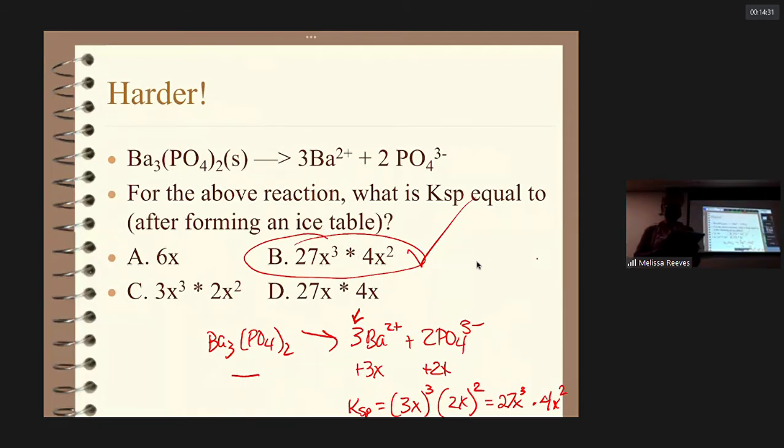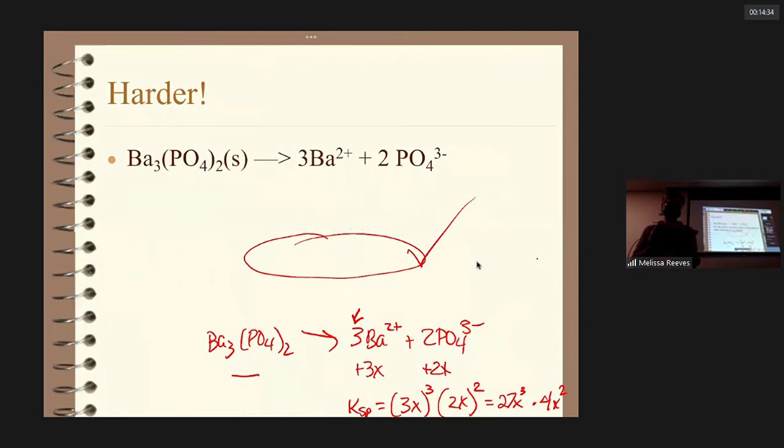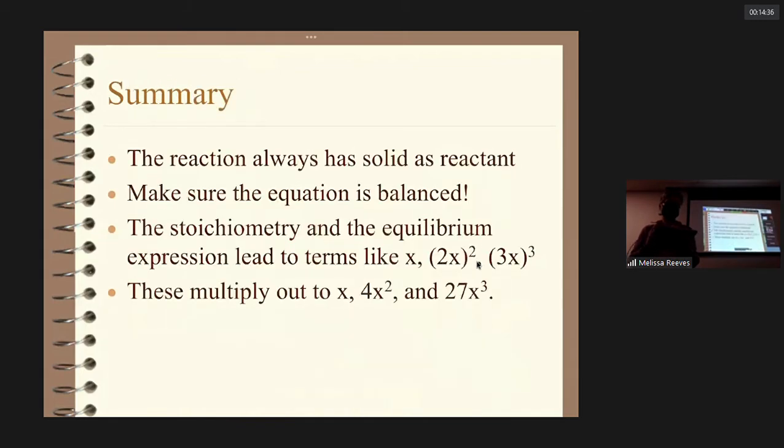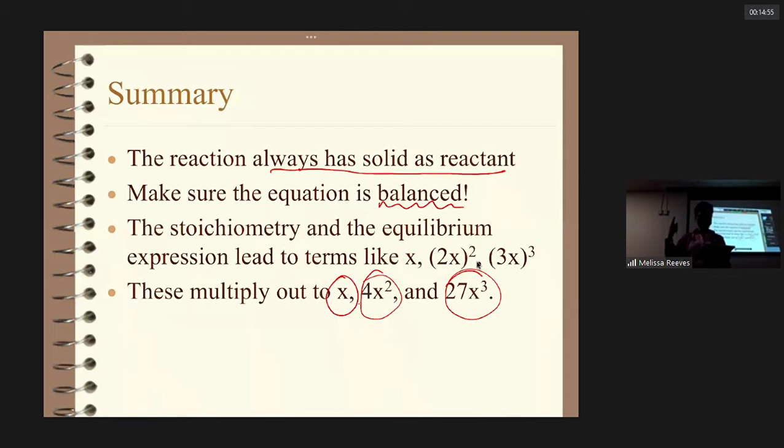So going back to that summary page a few slides ago, we always have solid as a reactant. You got to check that it's balanced, that you have the right number of each kind of ion. And then you get these x, 4x squared, 27x cubed terms after you do the stoichiometry and put it into the KSP expression.